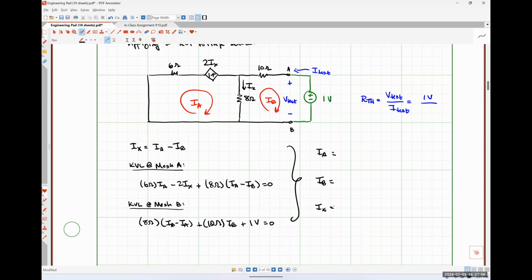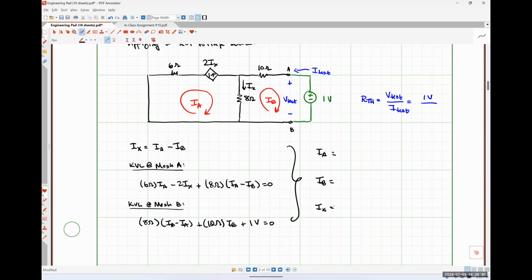So in my first equation, my coefficient for IA is 1, my coefficient for IB is -1, my coefficient for IX is -1. Sorry, in my first equation, my constant term was 0. In my second equation, my coefficient for IA is 8 plus 6, or 14. My coefficient for IB is -8. My coefficient for IX is -2. My constant term is 0.